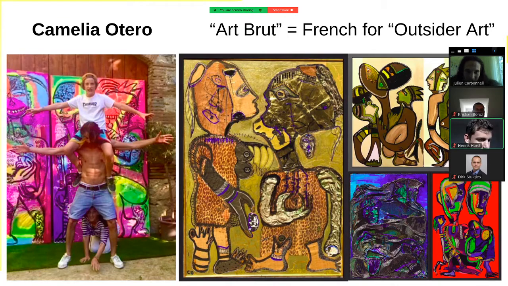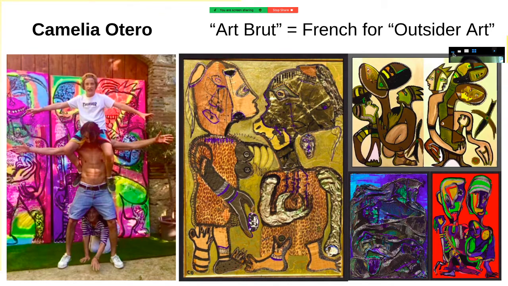So that's Camelia here. You can see her trying to hold her family on her shoulder. This is her son Armani in the middle, my friend, and the grandson on the top of his head. He's the son of her daughter. And so I like what she's doing.